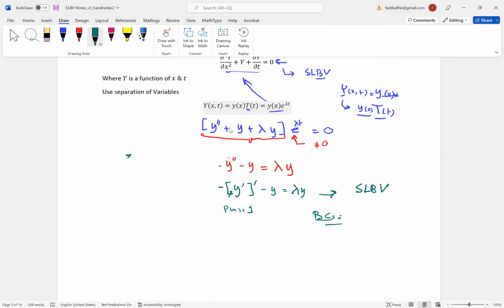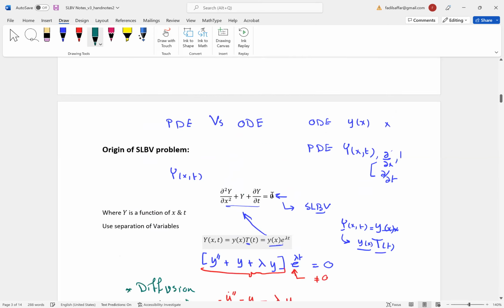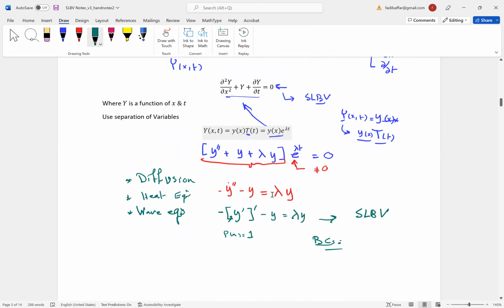If we speak about major equations that come in this form, we have the diffusion equation. We have the heat equation or heat conduction equation. We have the wave equation as well. They are all types of this class of problems. So this is the origin of SLBV and where it comes from, and it basically came out of using separation of variables on a partial differential equation, and that at the end we end up with this form here.